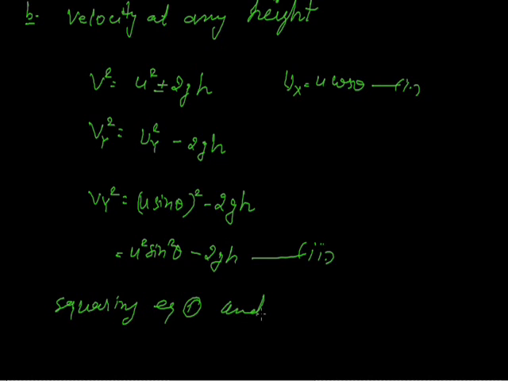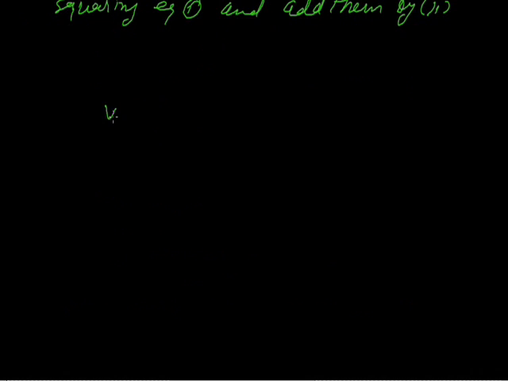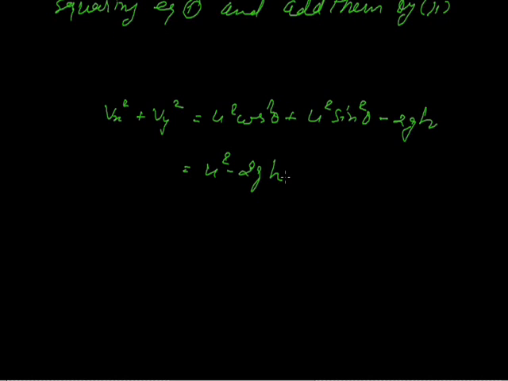So we square equation 1 and add it to equation 2. What will be the value? Vx square plus Vy square is equal to u square cos square theta plus u square sin square theta minus 2gh. Here u square is common. Then in the bracket, cos square theta plus sin square theta is equal to 1, so only u square remains. So u square, minus 2gh as it is.